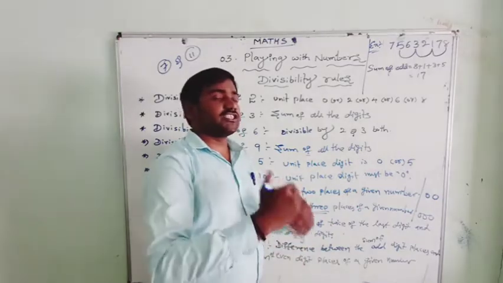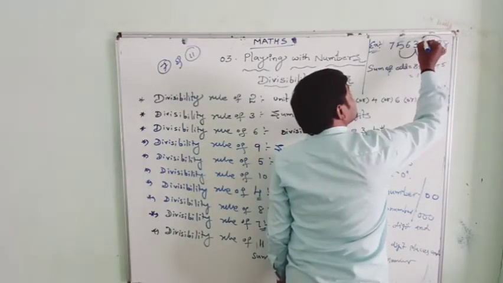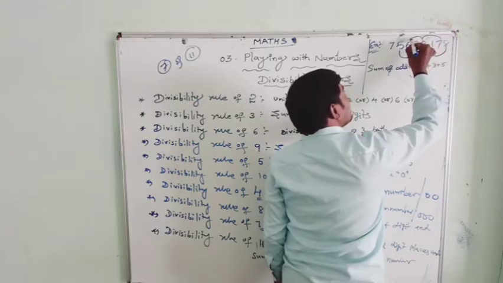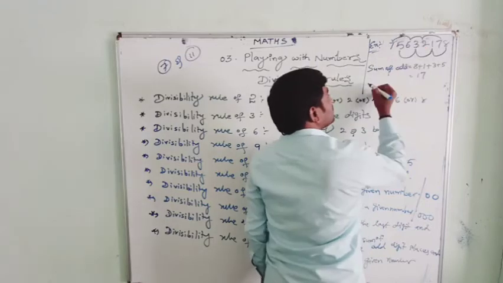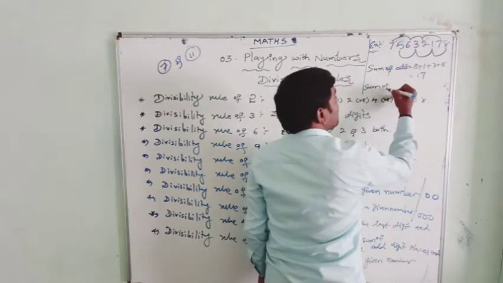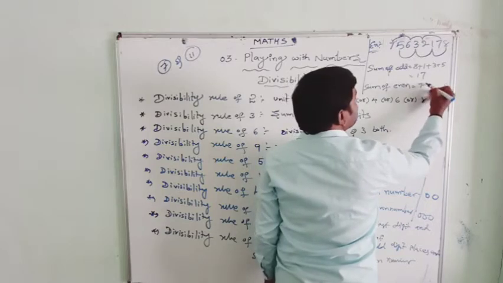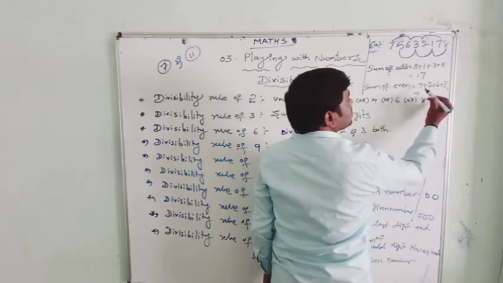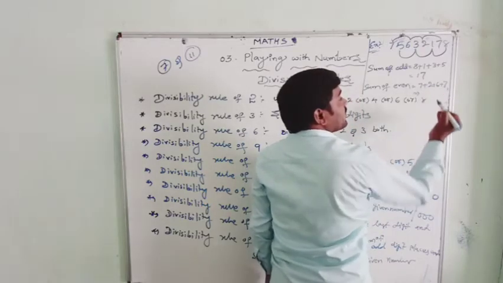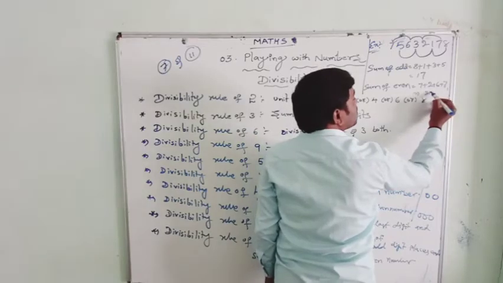Now the sum of even digit places. Even digit places are the remaining ones: the second place, fourth place, sixth place, and eighth place digits. Now we will find the sum of even digit places. That is 7 plus 2 plus 6 plus 7. Here 7 plus 2 is 9. 9 plus 6 is 15. 15 plus 7 is 22.